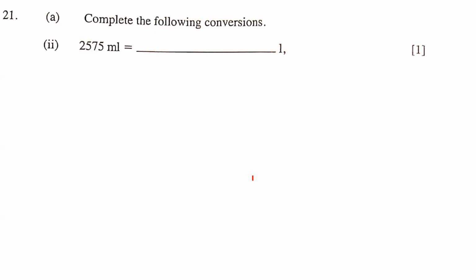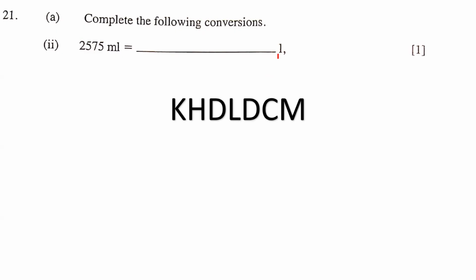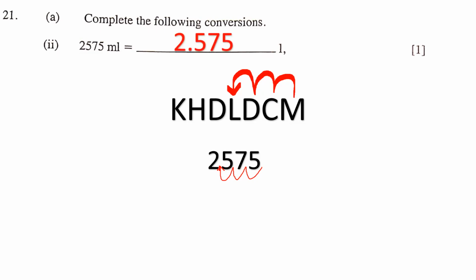Next, we have 2,575 milliliters is equal to how many liters? Okay, so let's look at this acronym. Knock him down. This time Larry, because we changed units. Knock him down, Larry, don't commit murder. And so let's move from milliliters to liters. It's going to be 1, 2, 3. And so we have to move 3 times. So it's going to be 1, 1, 2, 3, just like that. And so the decimal point is here. So it's going to be 2.575.